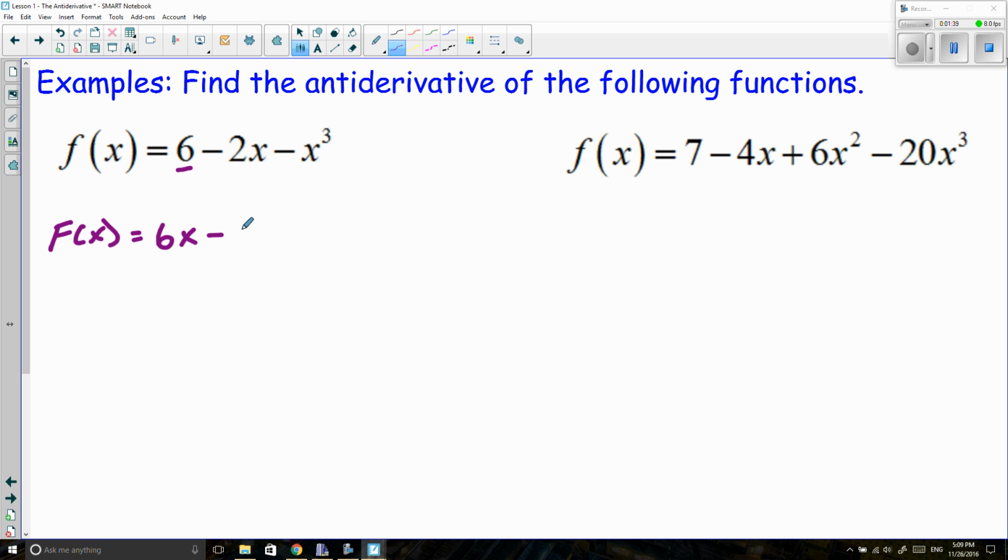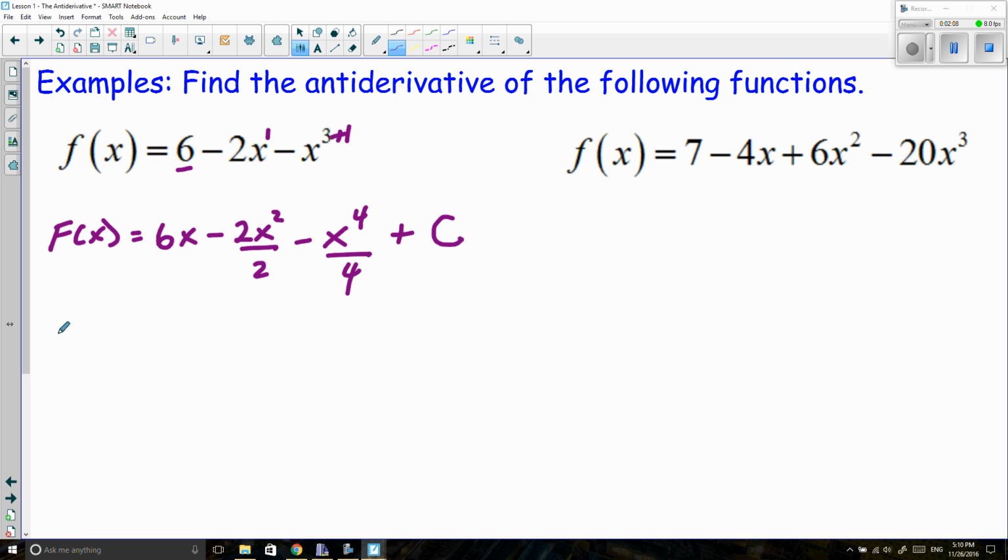Then I'm going to subtract 2 times x to the power of, well, that was 1. So I'm going to add 1 to the exponent. I get x to the power 2 and divide by that new exponent, which is division by 2. Then we're going to subtract x to the power of, add 1 to the exponent, gives you a new exponent of 4, and divide by 4. So there is my antiderivative, but don't forget that your original function could have a c value, so we want to add a c value after that.